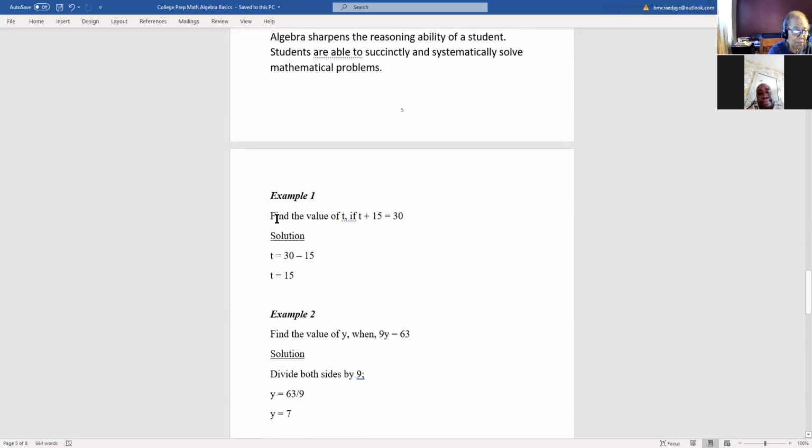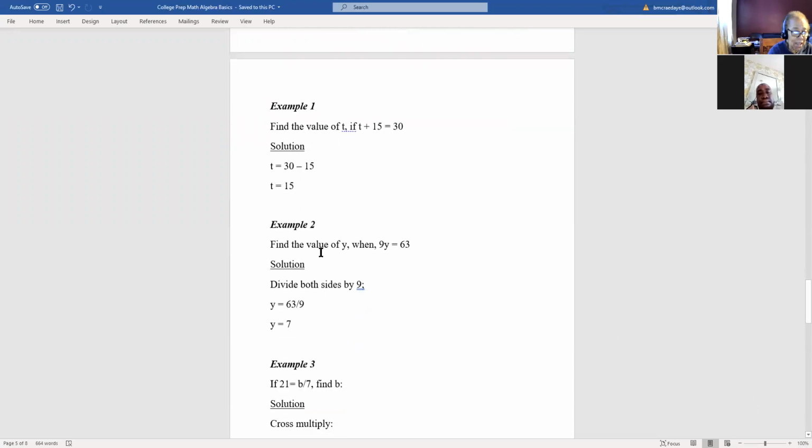Now, find the value of t if t plus 15 is 30. T can only be what? 15. That's right. 15 plus 15 is 30. So T can only be 15. But what do we do? Subtract the 15 from both sides. That gives you plus 15 minus 15, 0 on the left, and 30 minus 15 gives you 15 on the right. Okay, now the next one is a multiplication. Find the value of y when 9y equals 63.